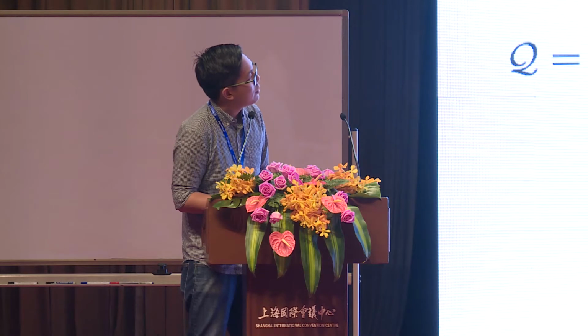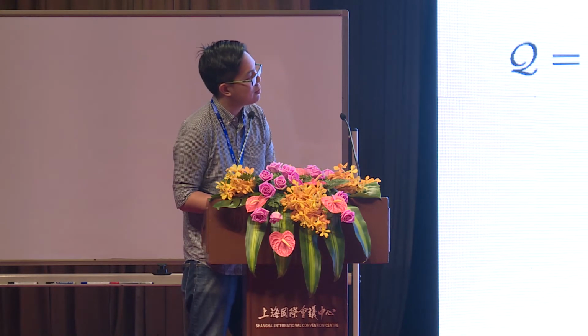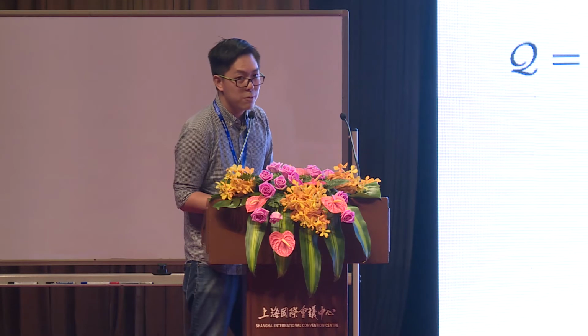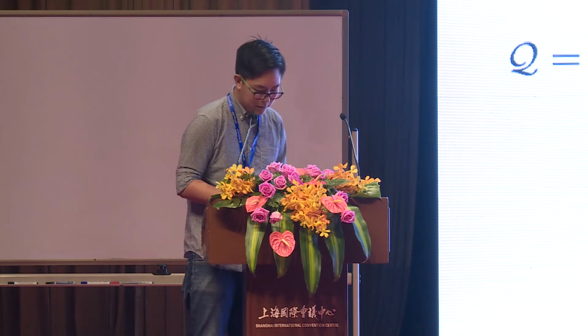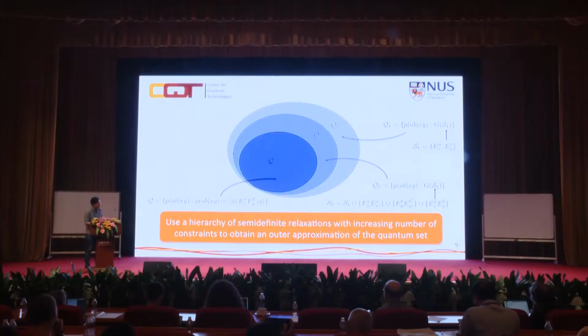So now we have the set Q2, which is associated with another set S2, which is basically just S1 plus some other operators, which are sequences of two operators. So using this hierarchy of semi-definite relaxations, we can actually obtain a tight approximation of the quantum set, and NPA actually proved that if you do this sufficiently many times, you will converge to the quantum set Q.